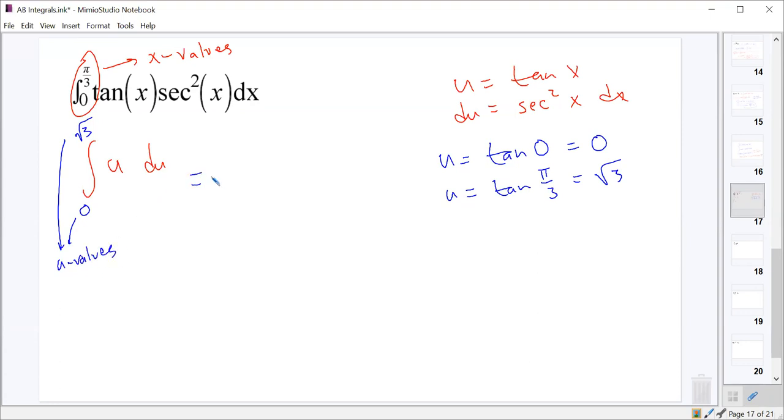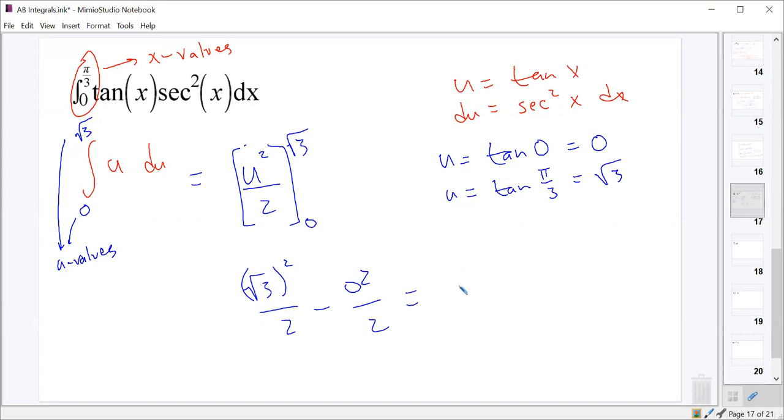And what does the integral become? u squared over 2. And when this is a definite integral, I no longer need to convert back into terms of x, because I've changed my x values into u values, so I can just evaluate this at u equals √3 and u equals 0. So we got √3 squared over 2 minus 0 squared over 2, which gives me 3/2.